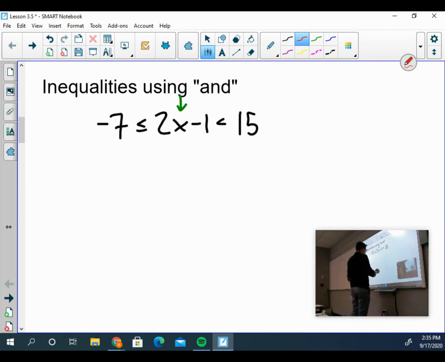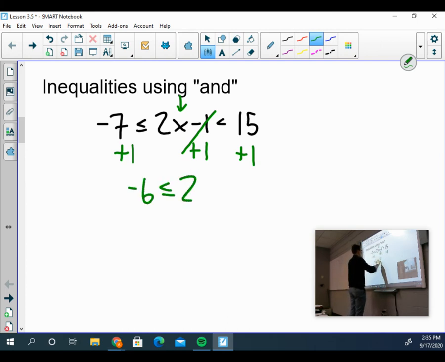What do we handle first? Well, your chapter 2 brain should tell you adding 1 is the first step before handling that 2. Now remember, I must add 1 not to one side, but to both. When I add 1 to every single side, -7 plus 1 is -6. In the middle, I have 2x. And on the end, I have 16.